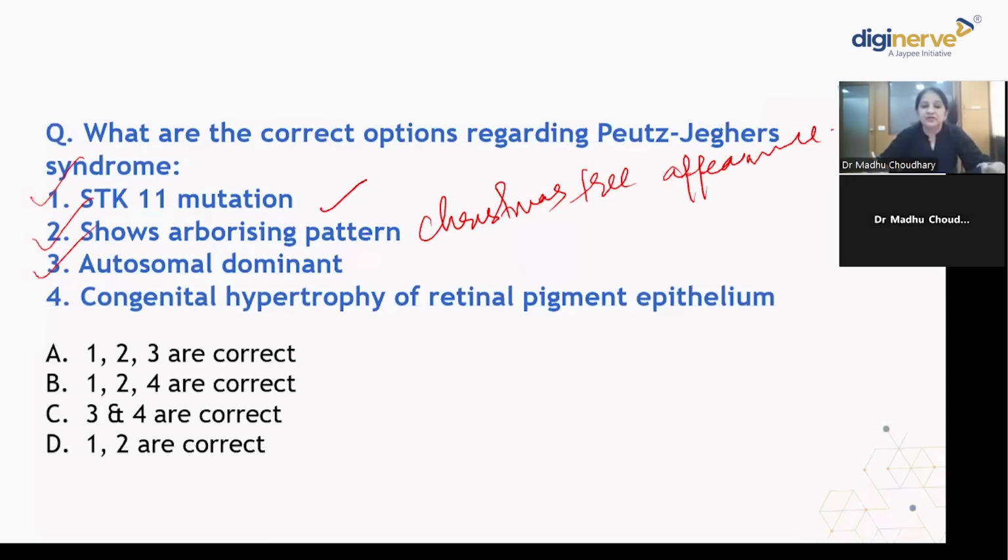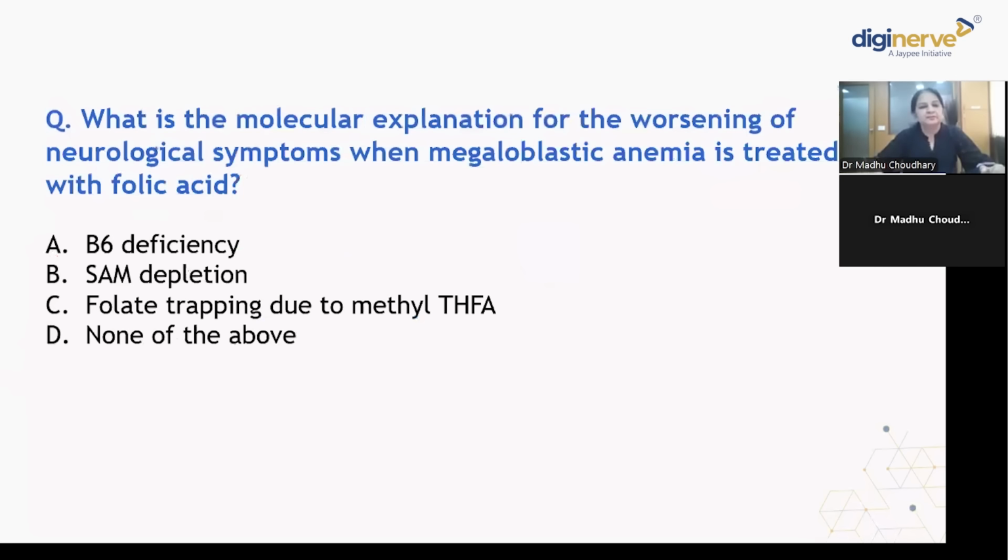Congenital hypertrophy of retinal pigment epithelium. Do you see it in Peutz-Jeghers syndrome? No. Where do you see it? We see it in familial adenomatosis polyposis, right? This is not there in Peutz-Jeghers syndrome. So the correct options are 1, 2, and 3, right? Let's move on to the next question.